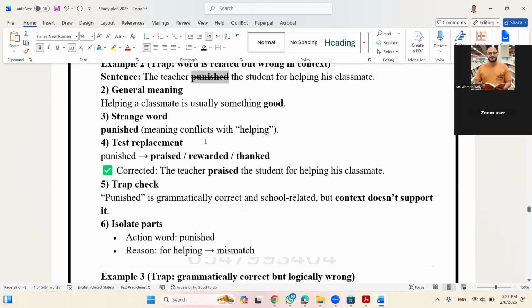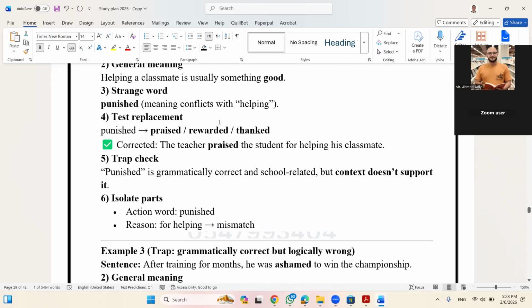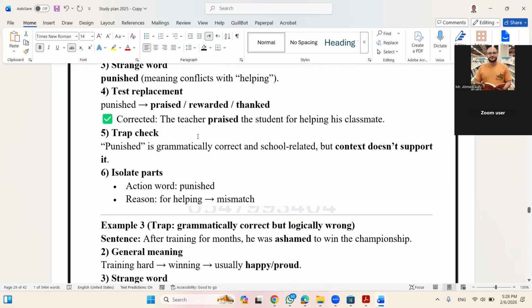If you would like, you didn't need to break it into sentences. And the trap here: the teacher punished. Punished is a verb. And the word that should replace punished is a verb too. Praised, rewarded, thanked. So I'm using the same part of speech. I'm not changing the grammar, but the meaning does not make sense here.